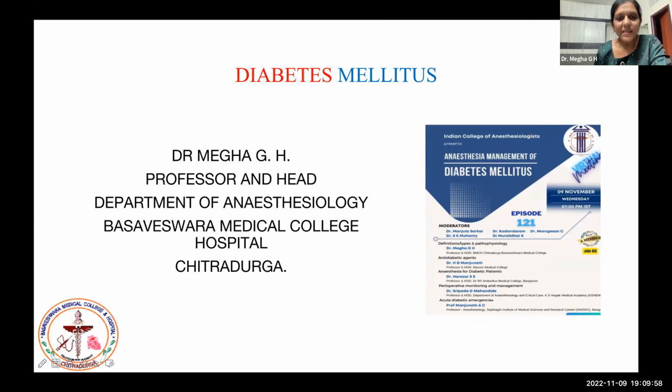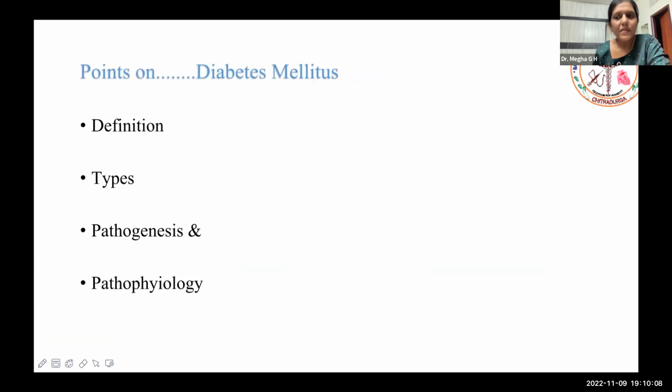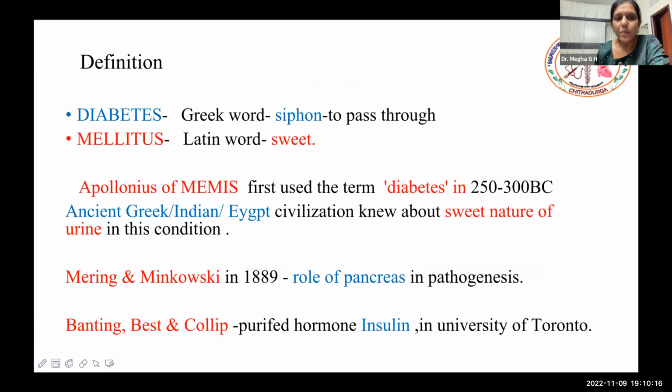Good evening, everyone. I carry warm greetings from my institute, Basaveshwara Medical College and Hospital, Chitradurga. No conflicts of interest to disclose. I shall be discussing my talk on these points: definition, types, pathogenesis, and pathophysiology. So before going into the topic proper, I shall address a few words on the history.